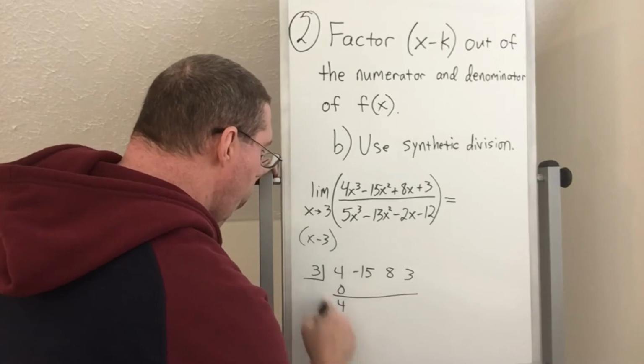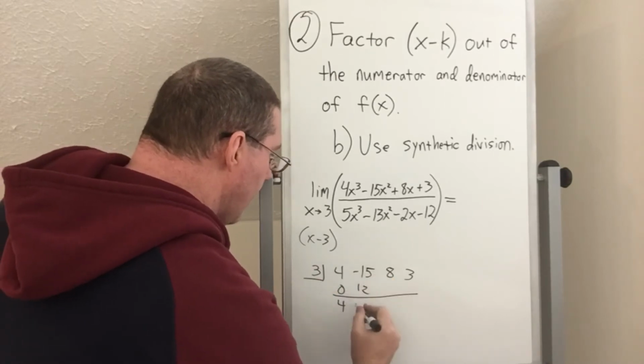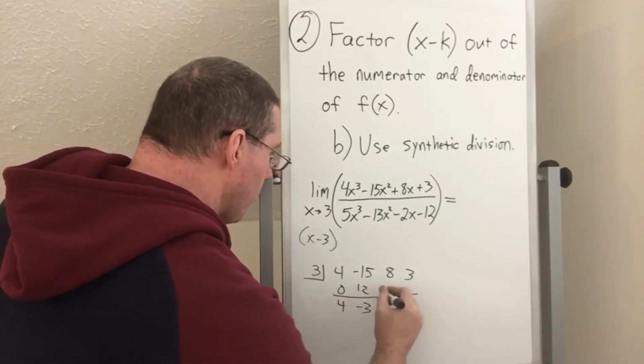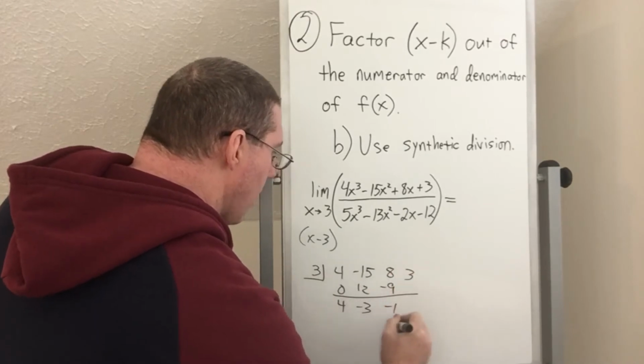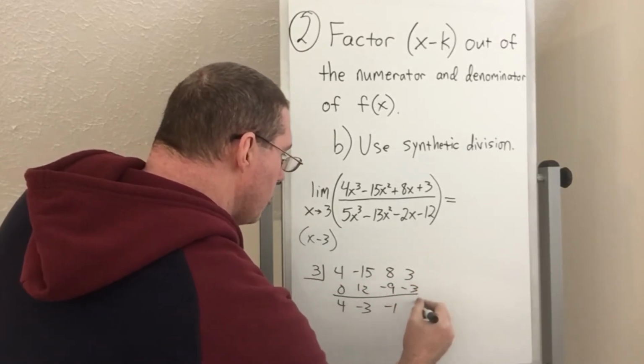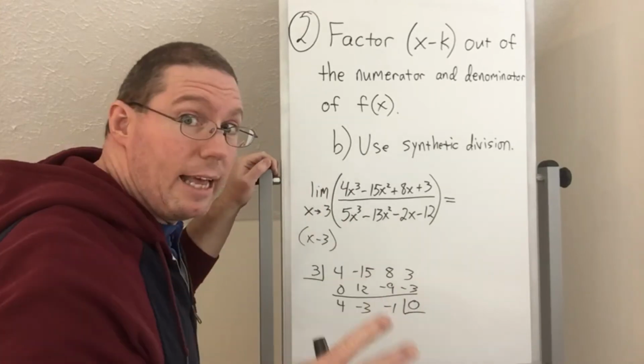4 plus 0 is 4. 4 times 3 is 12. 12 and negative 15 is negative 3. Negative 3 times 3 is negative 9. Plus 8 is negative 1. Negative 1 times 3 is negative 3. Sure enough, I get a remainder of 0. Got to get a remainder of 0.